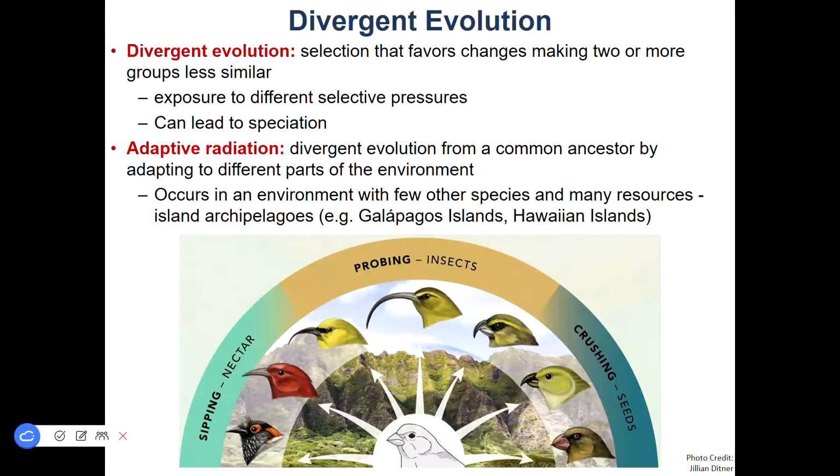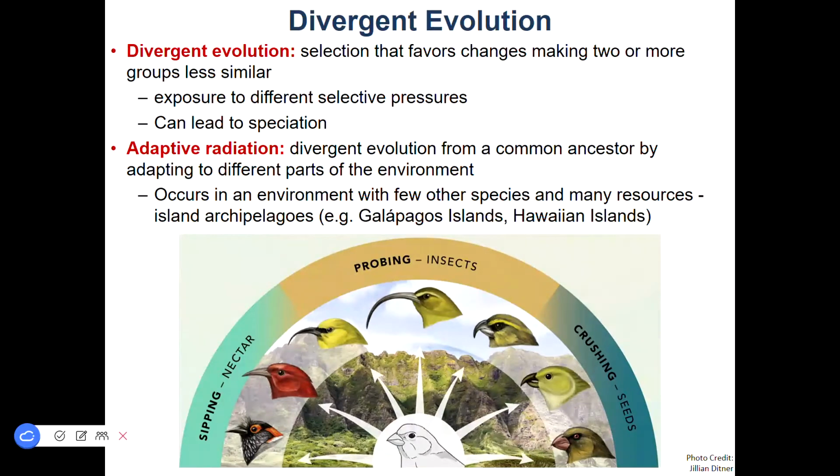So divergent evolution is selection that favors changes, making 2 or more groups less similar. So if we're thinking about an organism, say we have this bird, and it flies across the ocean to the Hawaiian Islands, one bird species. Over time, the birds that live on this island, the one species, will change because allele frequencies will change. There may be mutations that occur that will allow certain species to enter a new habitat or use a new resource, and they're better adapted, and so that mutation stays in the population. This can lead to speciation.